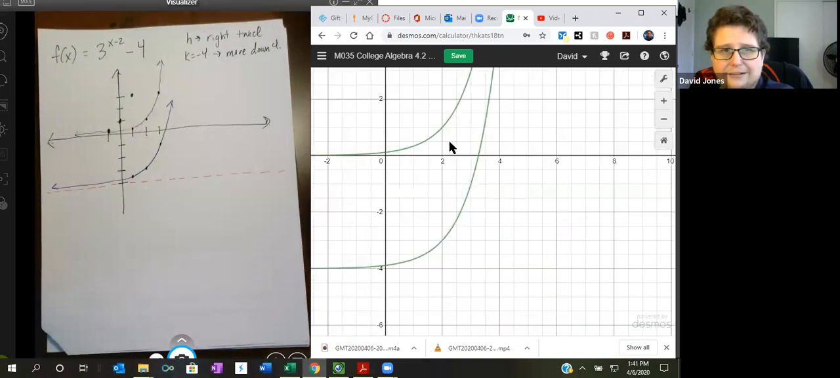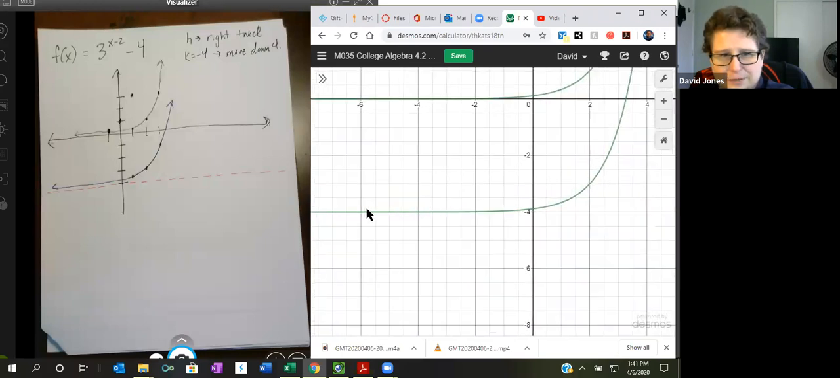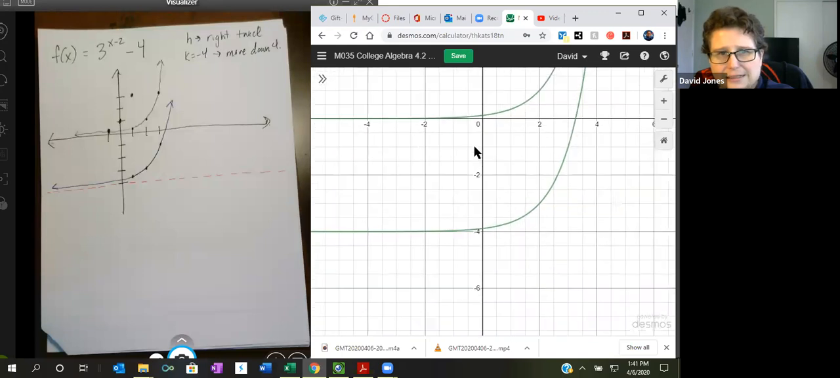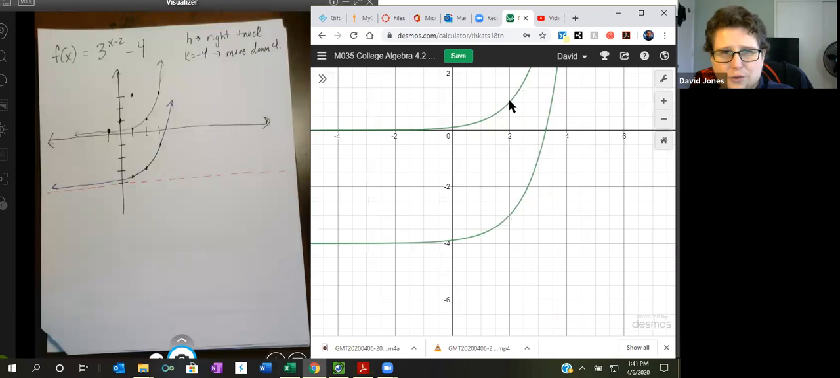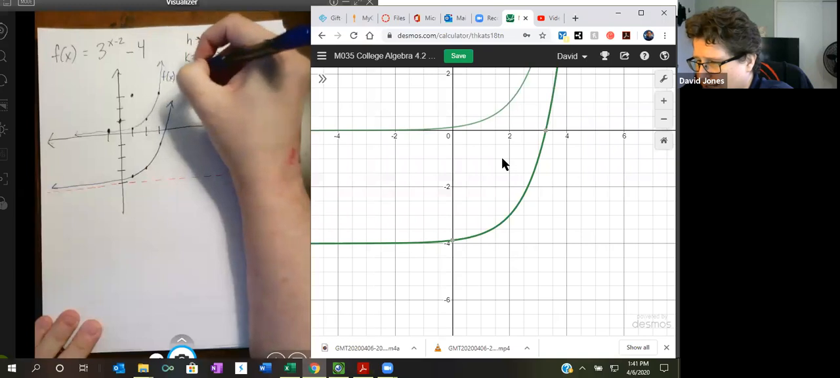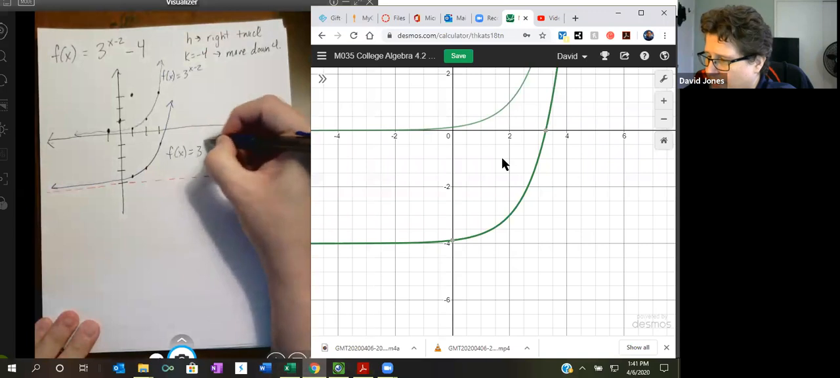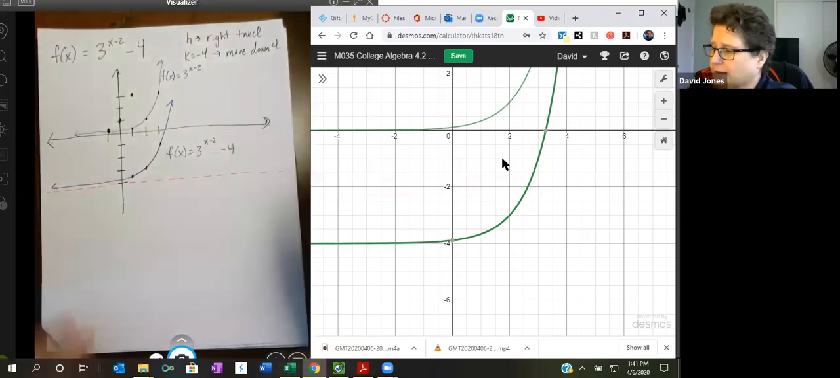And we can see that here. We still have an asymptote. It's at -4. This value here dropped. 2, 1 dropped to 2, -3. Some fun stuff like that. So this one right here is f of x equals 3 to the x minus 2. This one right here is f of x equals 3 to the x minus 2 and then minus 4.